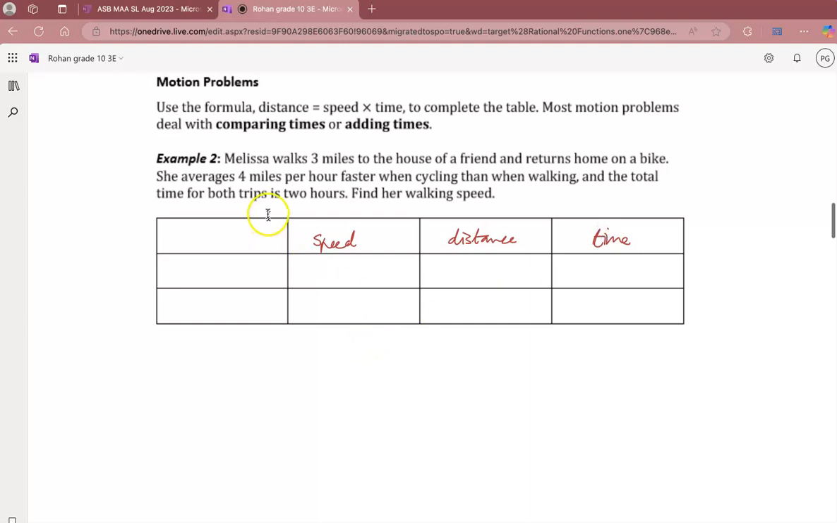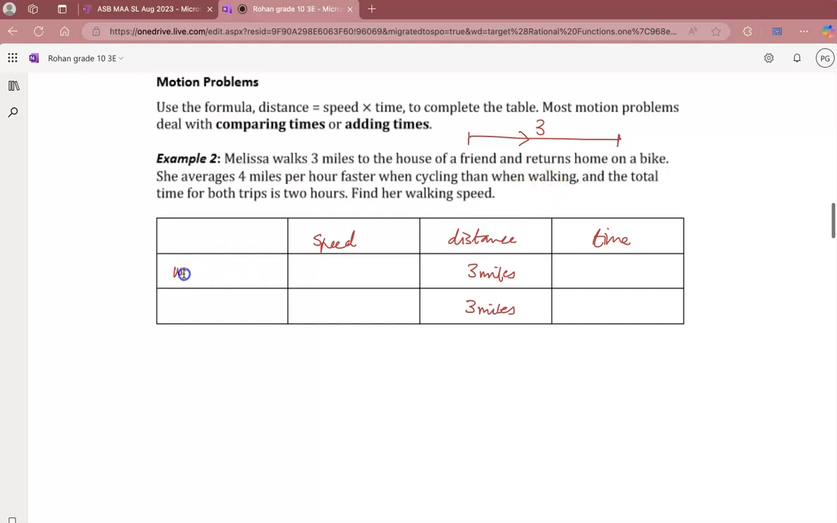Now Melissa walks 3 miles to the house of a friend. So this is a house, friend's house. She's walking 3 miles, that's a distance, and returns home on a bike. Now when she returns home, this will remain 3 miles only, assuming they are taking the same road. She averages 4 miles per hour faster when cycling than when walking.